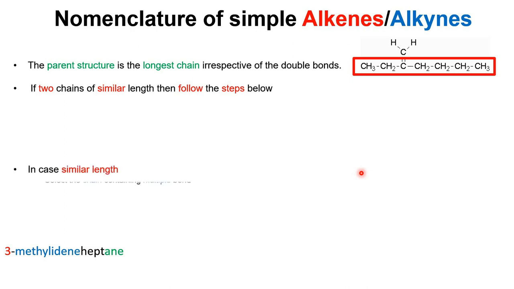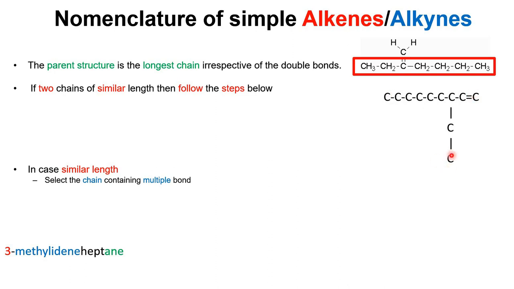In case of similar length, select the chain that contains multiple bonds. For example, this is a compound given. It has 2 chains of similar length. This is chain number 1 and this is chain number 2. Both of the chains have 9 carbons in them.